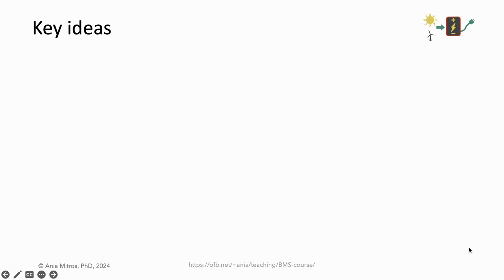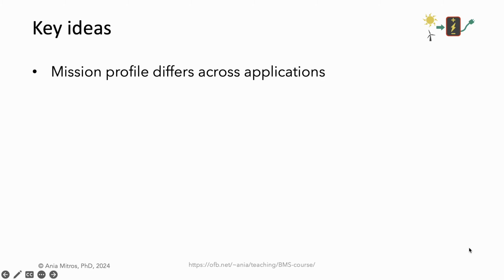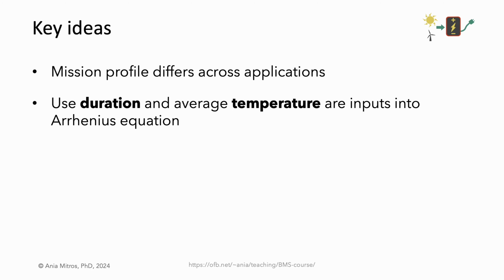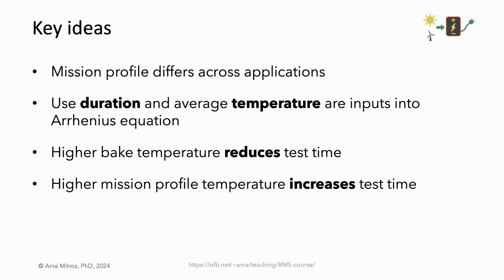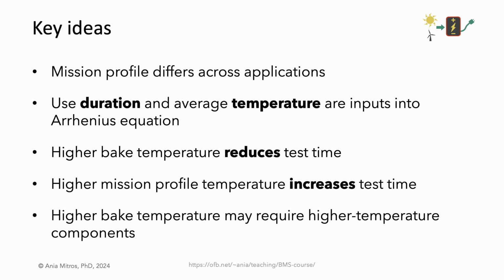The key ideas in this section were that the mission profile differs across applications. Use duration and average temperature are inputs into the Arrhenius equation. A higher bake temperature reduces test time. A higher mission profile temperature increases test time. A higher bake temperature may require higher temperature components.